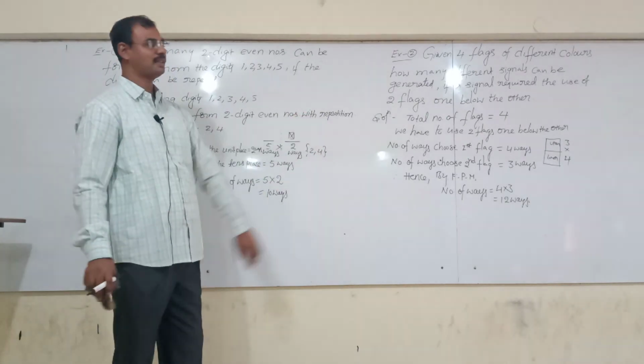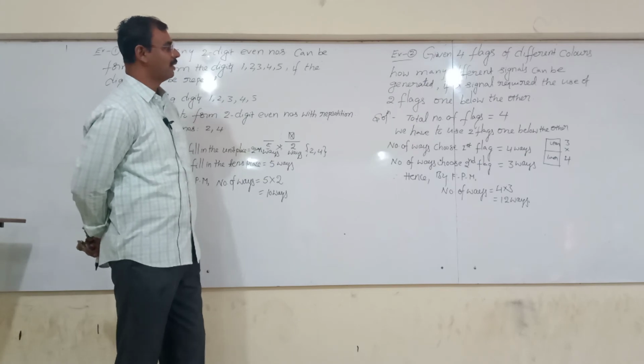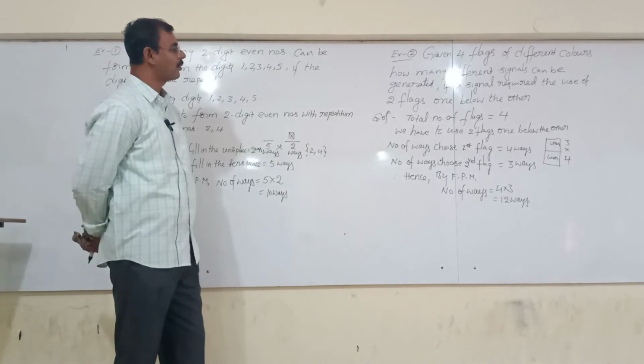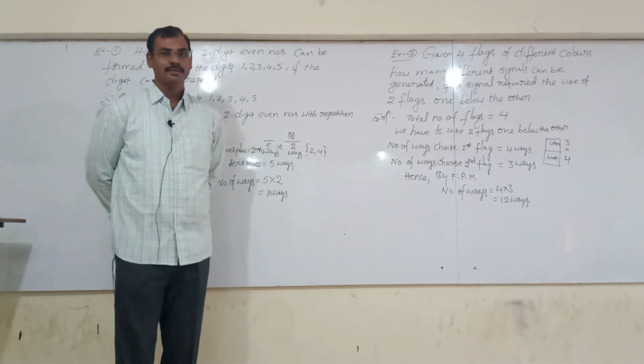Total number of ways is equal to 12 ways. How many signals are generated from 4 flags depends on the problem. Okay?